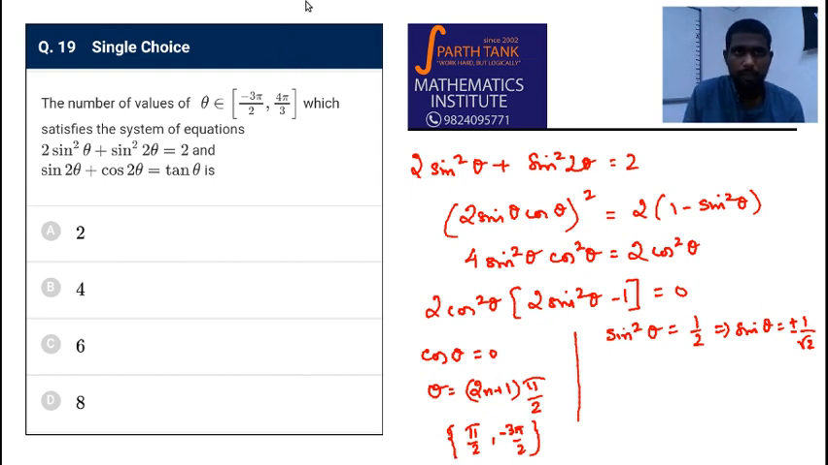Excuse me. So let me write it properly. For cos theta 0, this can be minus pi by 2 or pi by 2 or minus 3 pi by 2.